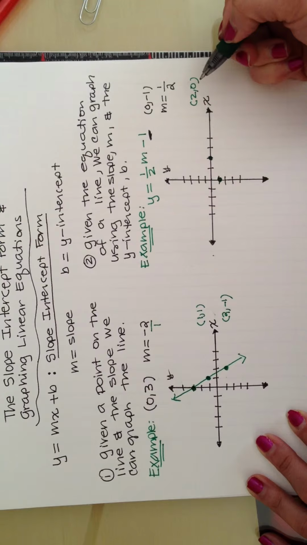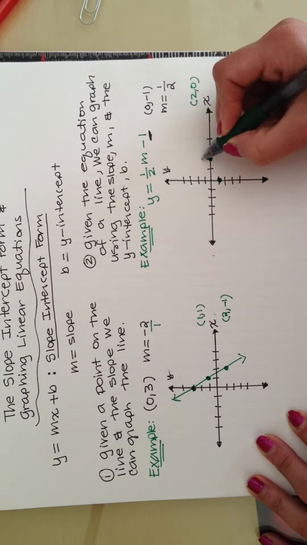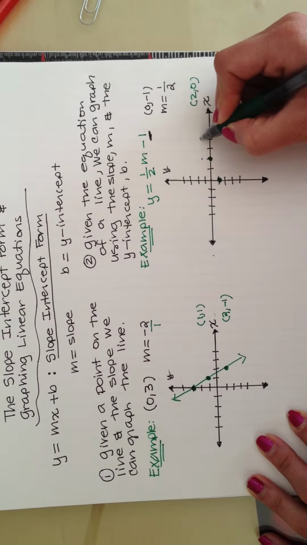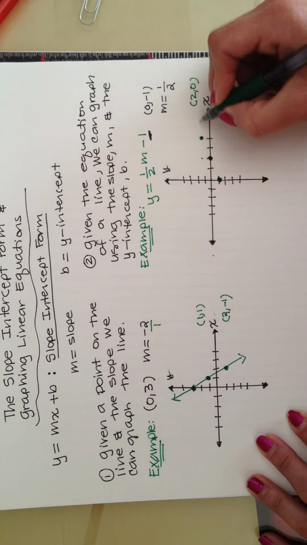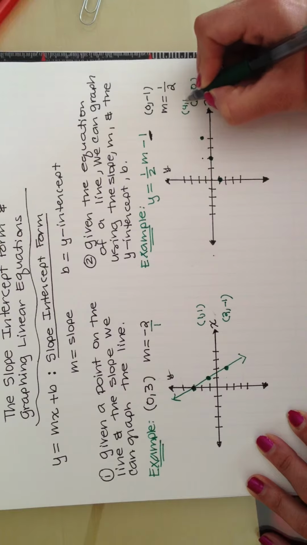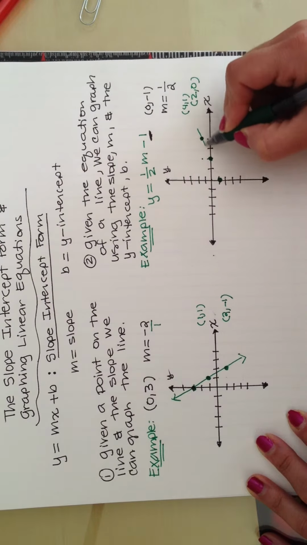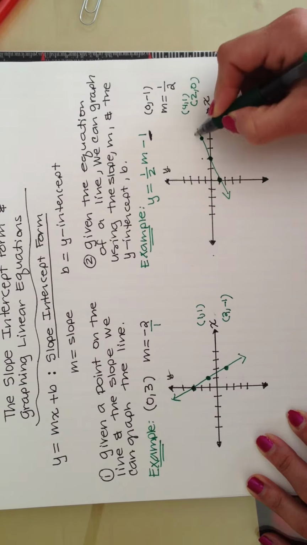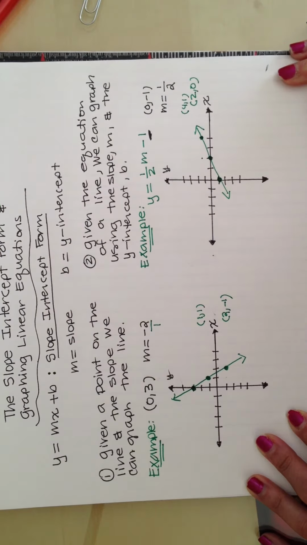And let's say you want a third point. Move up 1 unit and then 2 to the right. We could label that point as well, and that point is going to be (4, 1). And of course, we connect our points and we have our line. So it's easy as that.